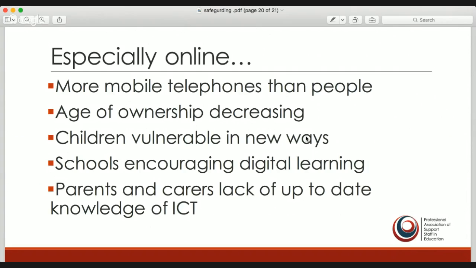I've said here parents and carers lack up-to-date knowledge of ICT, but I'm going to actually enhance that, and I'm going to say that all adults, or a lot of adults, including teachers and teaching assistants, often lack up-to-date knowledge of ICT. So it's our responsibility to make sure that that knowledge is not out of date, that it is up to date, and that we have a responsibility to keep that knowledge up to date, to make sure that we know what the technology is that our young people have got access to, so that we can protect them. If we don't know, we can't protect them.